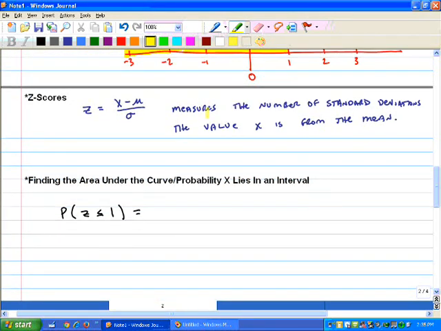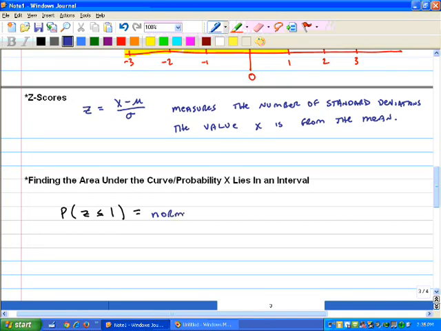To do this, we're going to use our calculator and we're going to use a normal distribution function on the calculator. What you'll see on the calculator screen is normal CDF, and when you enter this in the calculator, you're going to put a lower bound for your interval, comma, upper bound for your interval, and close parentheses and hit enter.